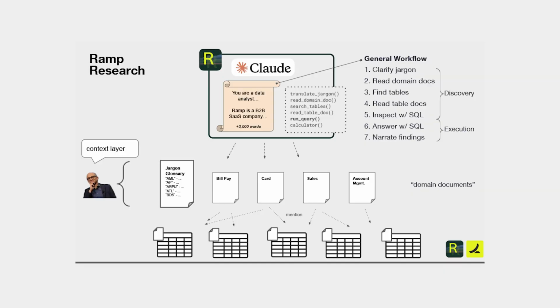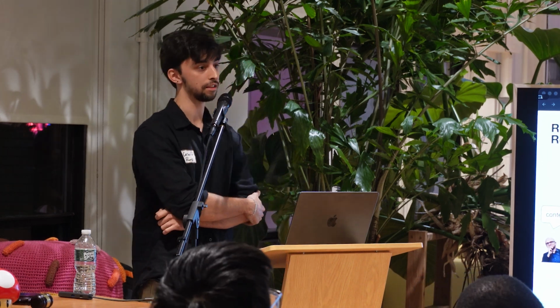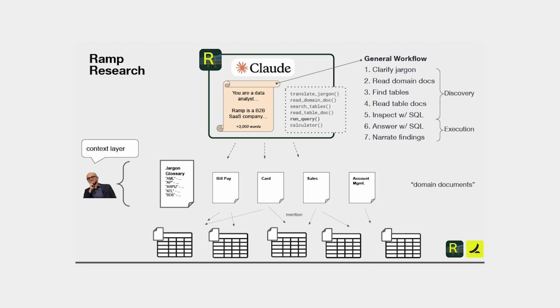And so on the right, I actually highlight what our general workflow looks like, where you could think of it as we're also trying to look at this from the stage of how would a data analyst handle this problem? Well, first, they're going to clarify some jargon. Let me read up on the domain that they want to know about. Let me find the tables that are related to that domain. Let me understand what the documentation around those tables looks like, and let me start inspecting those tables using SQL queries and establishing distinct values from each of the columns and stuff like that.